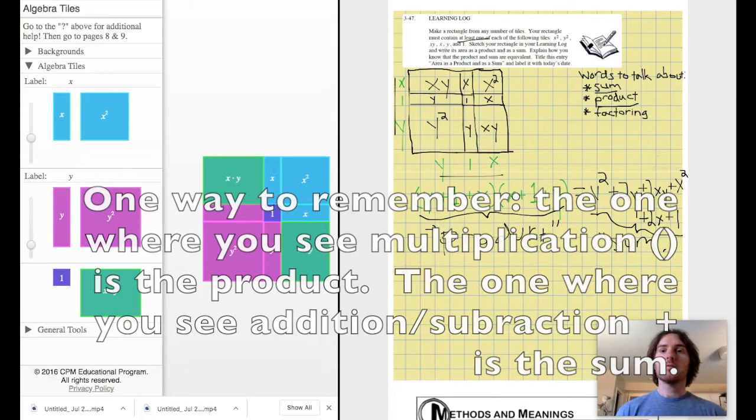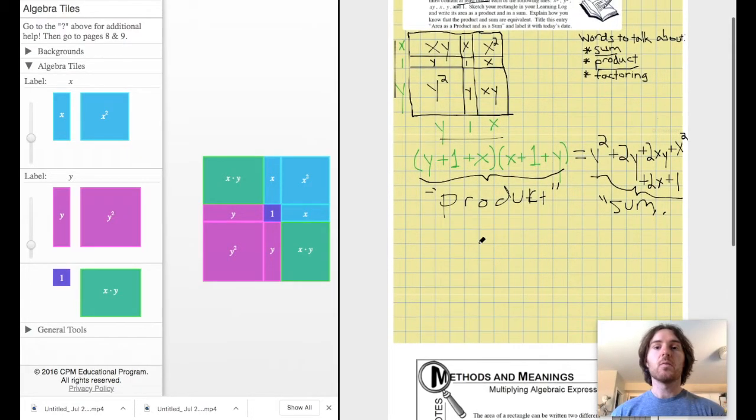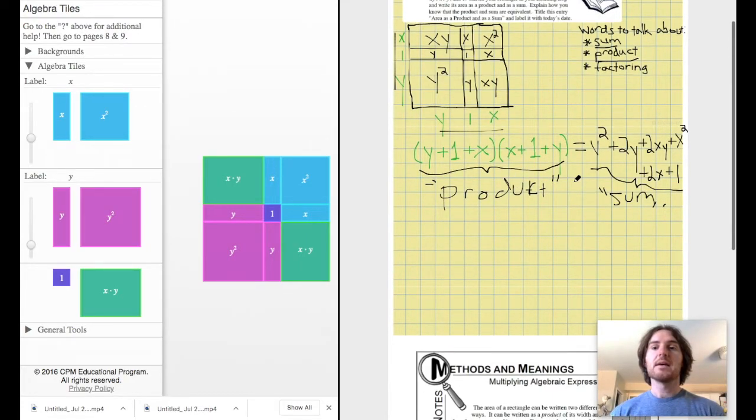Okay, next up here in our learning log, it says explain how you know the product and sum are equivalent. Title this entry as area as a product and as a sum and label it with today's date. So I'm going to do that down below here. One way that I actually know that this is equivalent is kind of a complicated one here. I could actually multiply these two together.